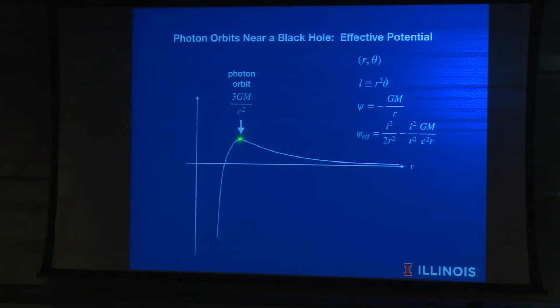If we sit on that point, it's obviously unstable because the second derivative here is negative. So if we're close to the photon orbit, we roll away either toward the outside where we escape to large radius, or toward the inside where the photon falls into the event horizon.